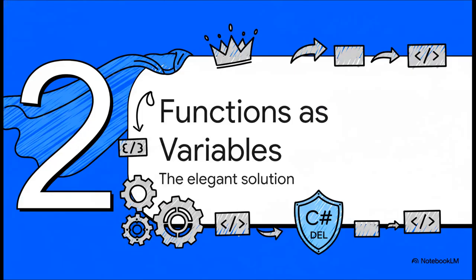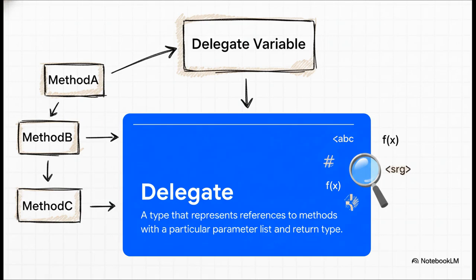So, how do we get out of this mess? Well, this is where the hero of our story makes its grand entrance, the delegate. This is the C# feature that was literally designed to solve this exact problem and to do it in a really clean and elegant way. Now, if you look at the official documentation, you'll see something like, a delegate safely encapsulates a method, which is fine, but let's break that down.